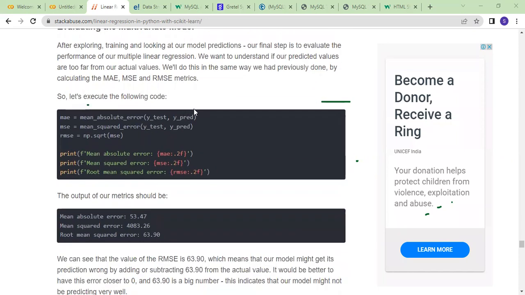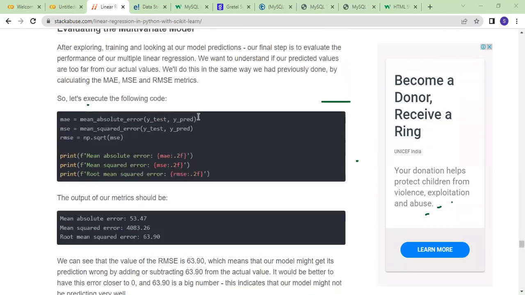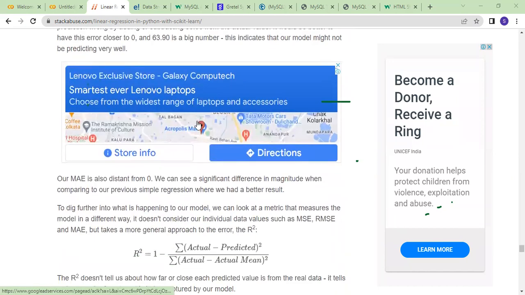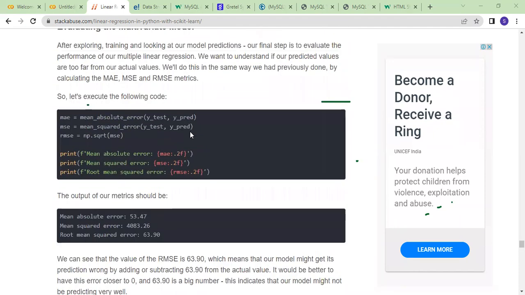After that, we will evaluate the model using different metrics, in a similar way as we did in simple linear regression. We measure how much error is there in our model, using the different kinds of metrics, and how accurate our model is is determined by means of the errors.